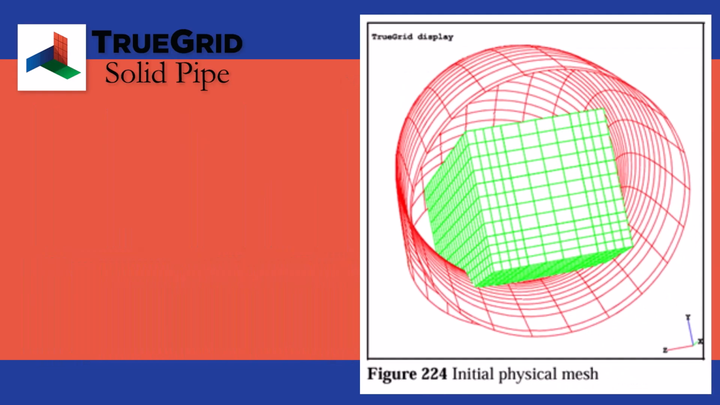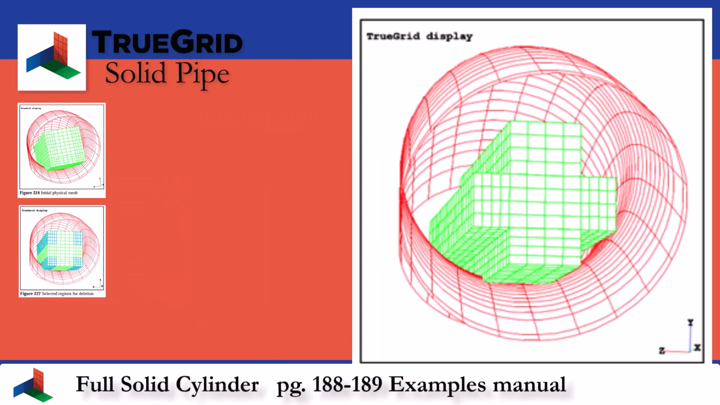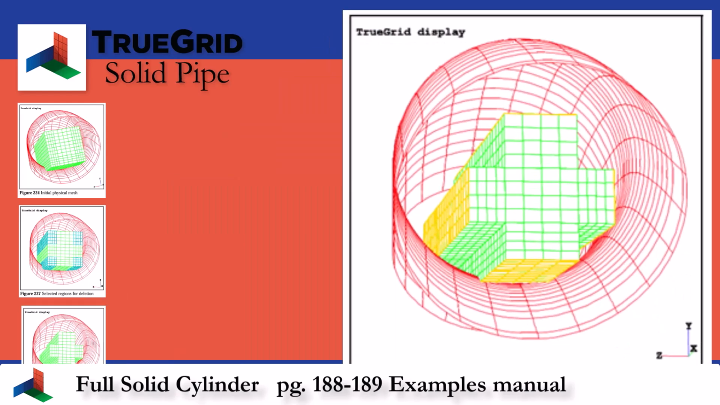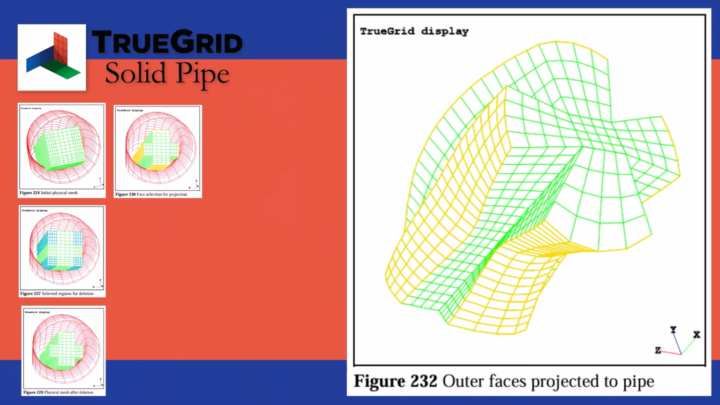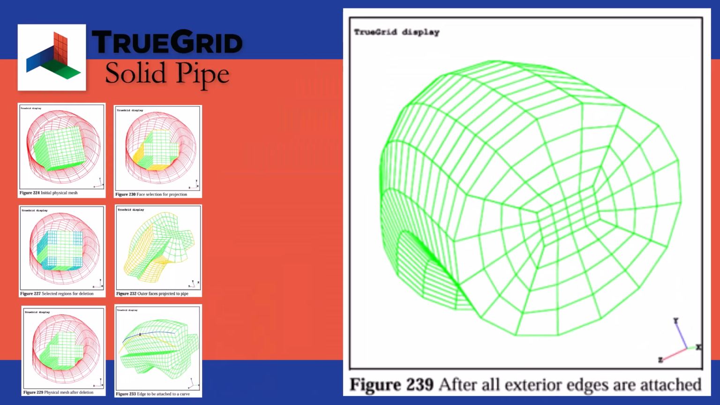In this example, the techniques of building a butterfly mesh for a cylinder are extended to a curved pipe. In a previous example, the full solid cylinder on page 189 of the examples manual, the block part was initialized so that the outer blocks were collapsed onto the inner block. This made it trivial to project the outer faces to the cylinder. This works well because of the symmetry of the cylinder.